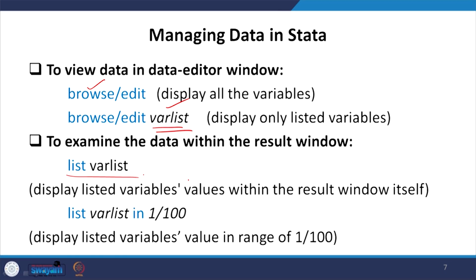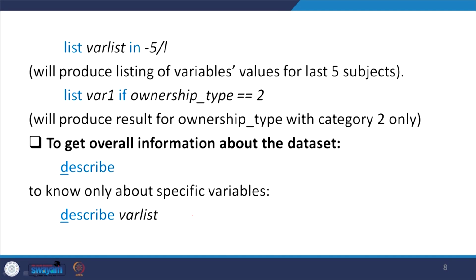Now, come to an important part. If you want to get a certain variable starting from 1 till 100, then you specify list, the variable, in 1 out of 100. This basically gives the range from 1 to 100. Similarly, the minus indicates the last, so the last 5 subjects will produce a listing of the variable values for the last 5 subjects.